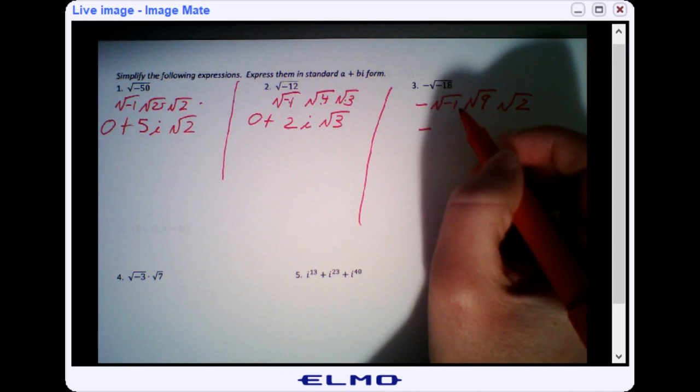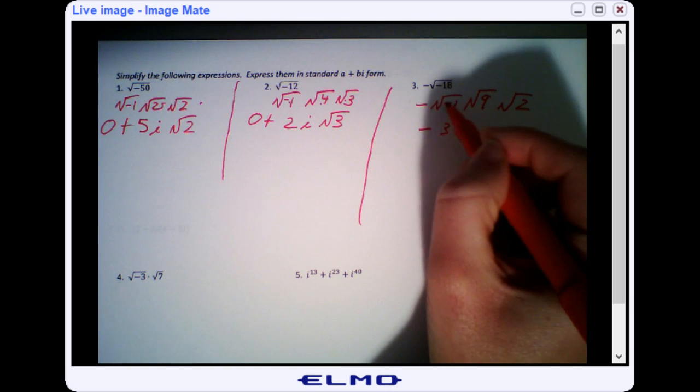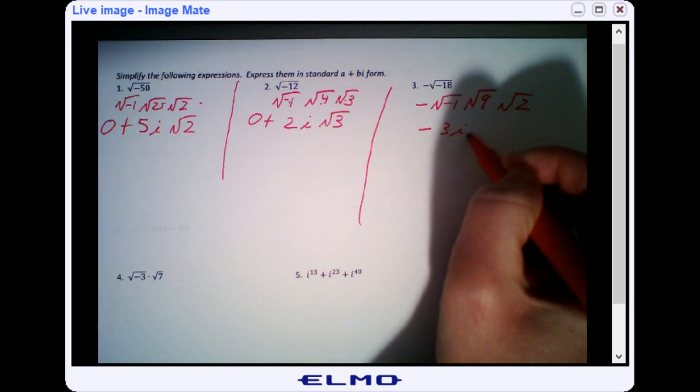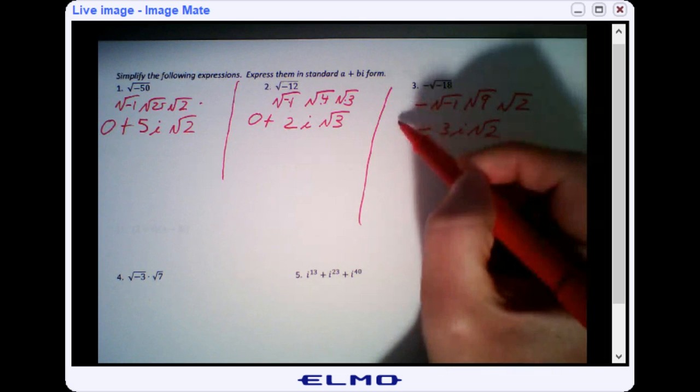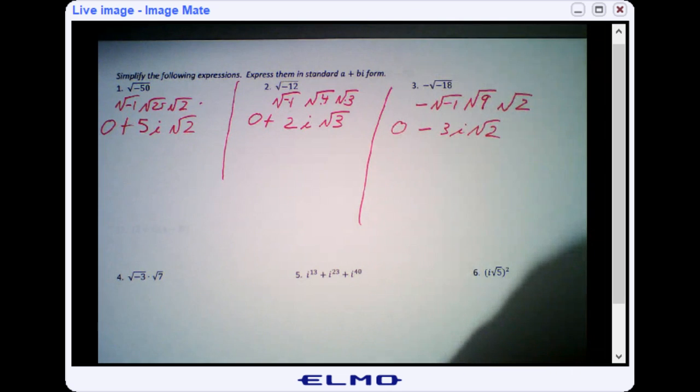Have negative. Square root of 9 is 3. Square root of negative 1 is i. I can't do square root of 2, so I just drop it down. And I'm going to have 0 in front. So 0 minus 3i square root of 2.